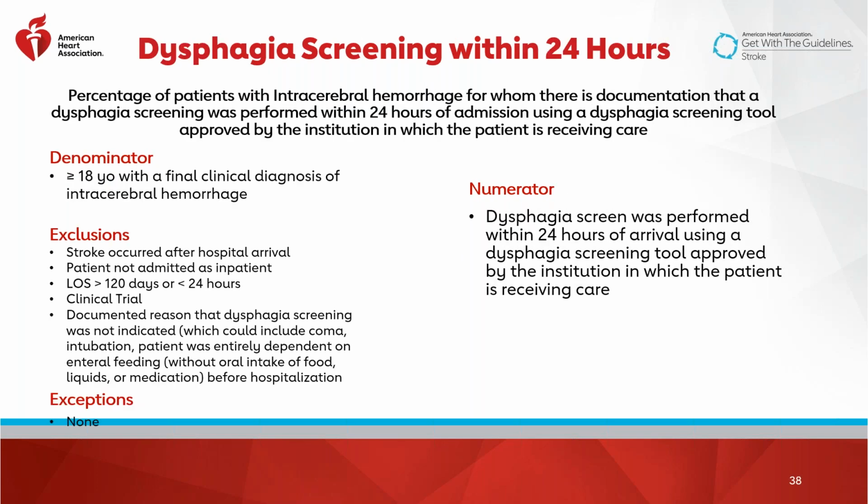Dysphagia screen within 24 hours. This is a rather straightforward measure. There is a standard exclusion for your patients, obviously ICH, that didn't occur after arrival, and they're admitted. If there's a documented reason why it was not performed, there is a new variable specific to that time frame for 24 hours. So if the patient's in a coma, intubated, any of those other things, then that can be selected. But the numerator is, again, performed within 24 hours or it was done, within 24 hours.